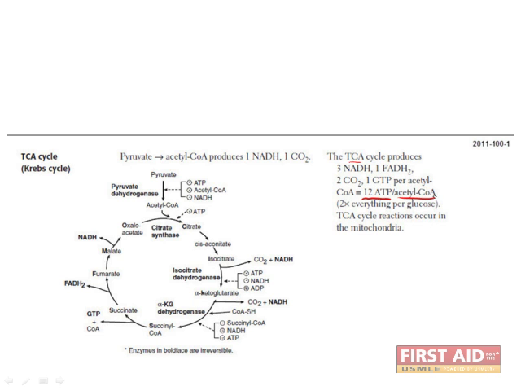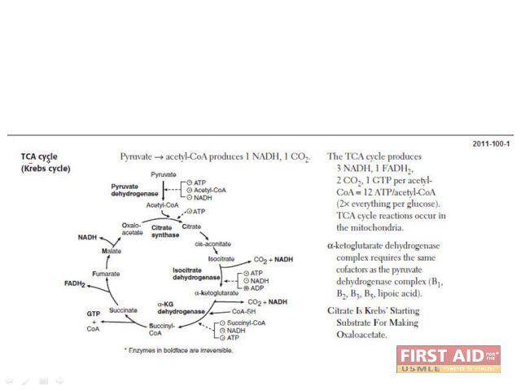ATP per acetyl coenzyme A, since each NADH allows the production of 3 ATP and each FADH2 allows the production of 2 ATP. Since each glucose can produce 2 acetyl coenzyme A, this means you can get 24 ATP per glucose. The TCA cycle is controlled at 3 major irreversible steps, which are shown in bold in this diagram.